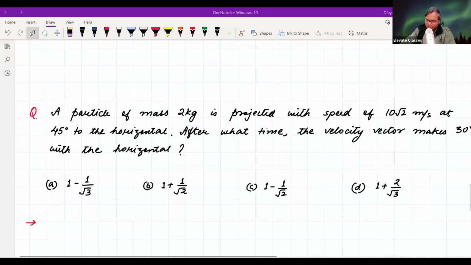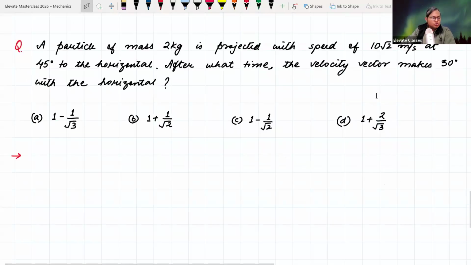Okay. So this is a question for you. Can you see the question? Yep. This is the question for you. All right. A particle of mass 2 kgs is projected with a speed of 10 root 2 meter per second at 45 degrees to the horizontal. After what time the velocity vector makes 30 degrees with the horizontal?